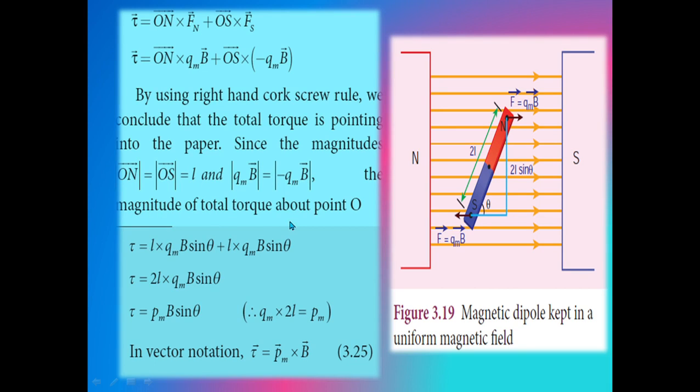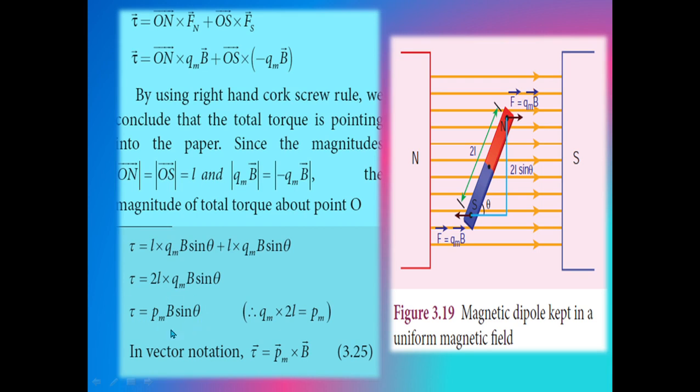Magnitude of total torque about point O: substituting these values, tau is equal to L into QmB sin theta, because the vertical component is sin theta, plus L into QmB sin theta. So L plus L is 2L, times QmB sin theta. Already we know the formula for the magnetic dipole moment: Qm into 2L is pm, the magnetic dipole moment. So tau is equal to pm B sin theta.